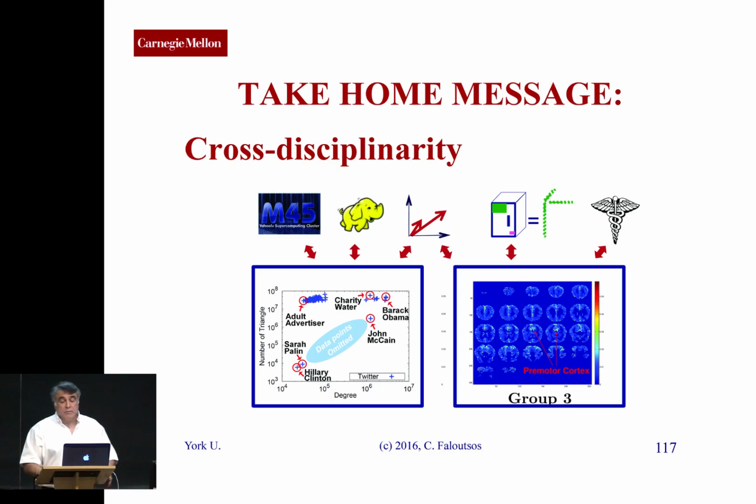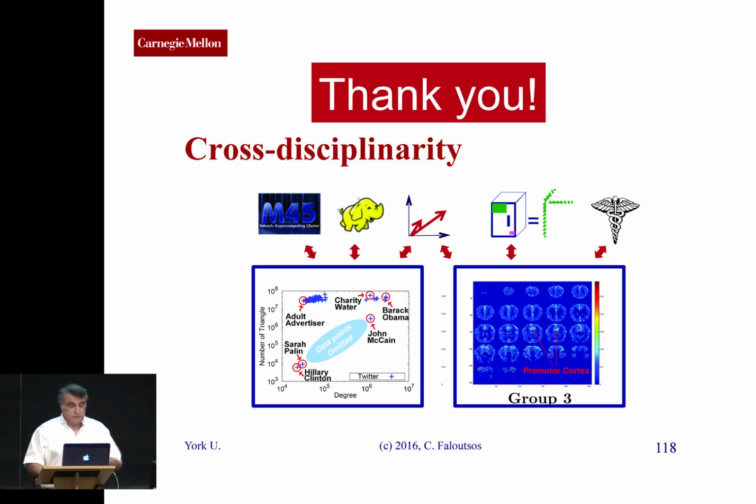And the big take-home message is that cross-disciplinarity is vital. For the first project, we had state-of-the-art hardware, M45, and state-of-the-art software. Back then, Hadoop was the main tool, and we also needed linear algebra to find the triangles. For the second project, again, we needed linear algebra, we needed tensors, and we needed the medical collaborators to help us with the neurosemantics. And this is the end of the presentation.